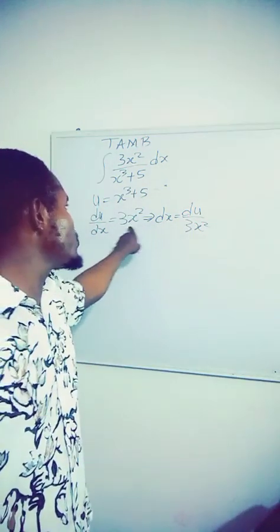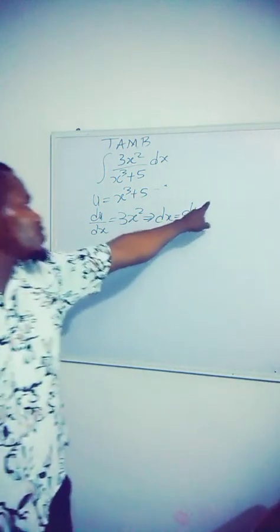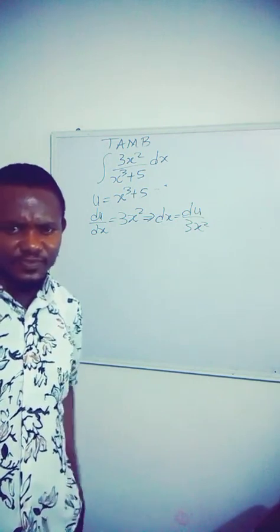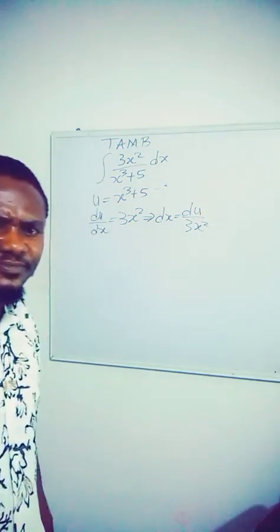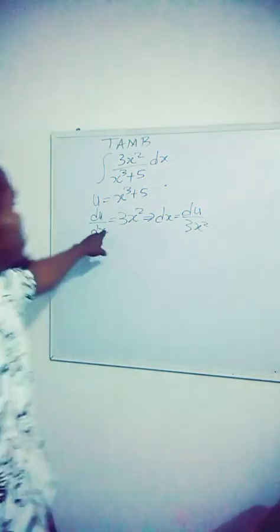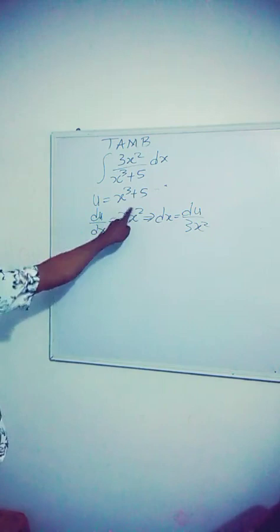Do you agree with me on this? If I make dx the subject of the formula, it's going to be du over 3s squared. Is that right? From here, making this the subject of the formula, this one will come here, this one will come down.